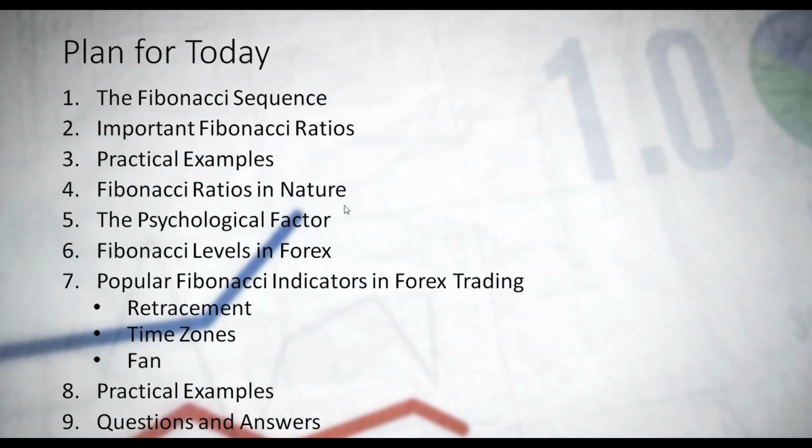Then I will talk about the application of the Fibonacci ratios and the sequence in Forex trading. We will discuss three popular Fibonacci indicators, which are the Fibonacci retracement, which probably most of you are using, which is a good thing. I'm using it too. Also the Fibonacci time zones, which is a very tricky indicator and very interesting, by the way. So we'll go through this one too. And then I will switch to the Fibonacci fan.